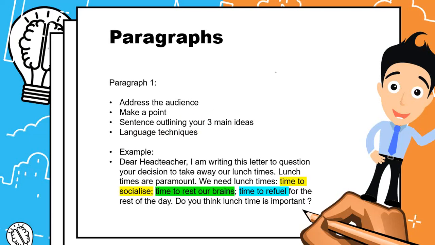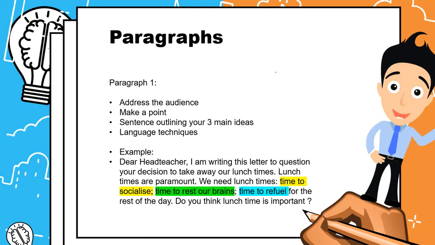So, the first paragraph, we have our strapline and then we go into paragraph 1. Now in paragraph 1 we want to address the audience. We want to make a point. We want to set out our 3 main ideas. So we want a sentence where we can outline 3 ideas. The 3 ideas will be the body of this piece of writing. And we want to include language techniques. So paragraph 1: address the audience, make a point, outline your 3 ideas, language techniques.